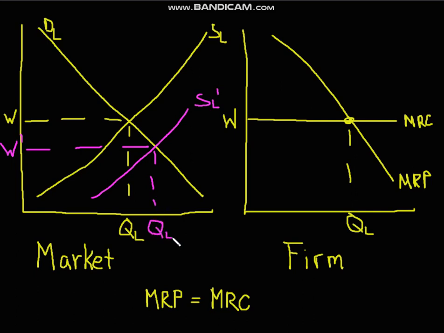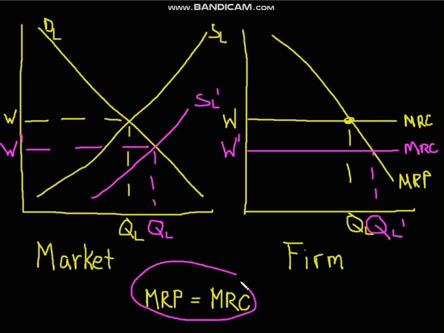but the number of workers hired in the market increases. Now, for the firm, the wages are lower, and so your MRC drops. And when wages are lower, firms will hire more workers. So the number of workers in the market and the firm both increase. Again, what will determine wages is this MRP equals MRC. You always go where MRP is equal to or slightly greater than MRC.